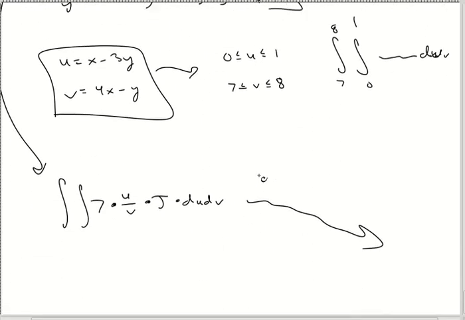The problem here to find that j is that I need x equals da-da-da and y equals da-da-da in order for me to do my Jacobian.